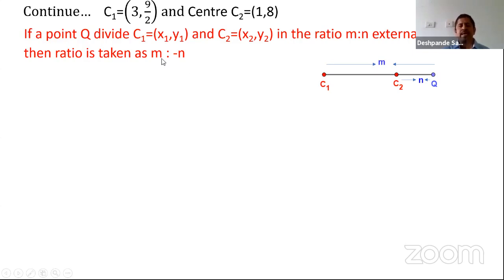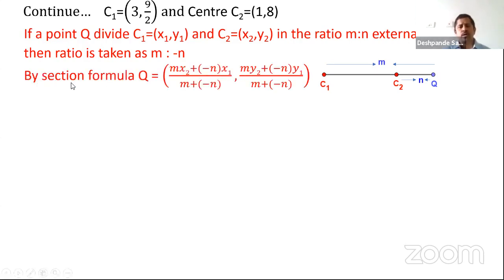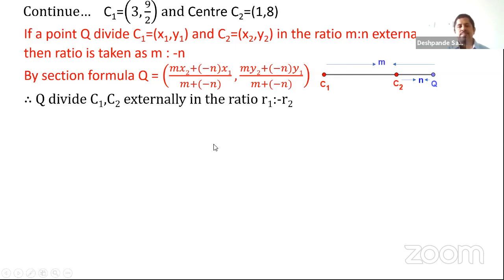Right? If you don't want to take the minus sign here, you have to change the formula by putting the negative sign between the terms. So by section formula, Q should be equal to (mx2 minus nx1) by (m minus n), (my2 minus ny1) by (m minus n). So try to apply this, but first of all, you are going to need the ratio.